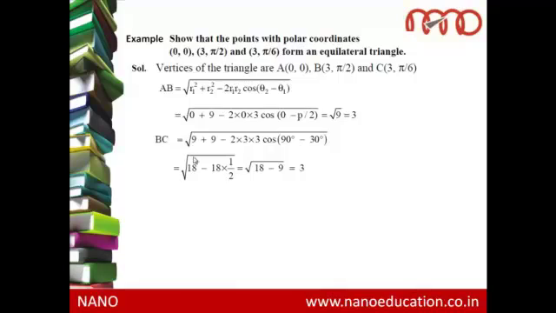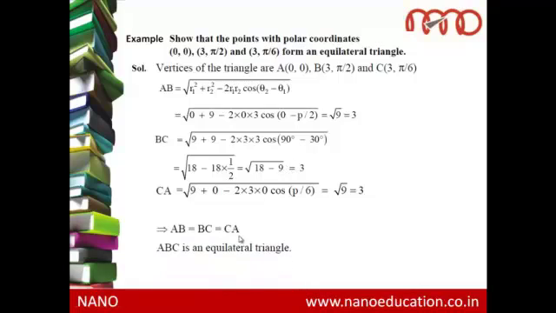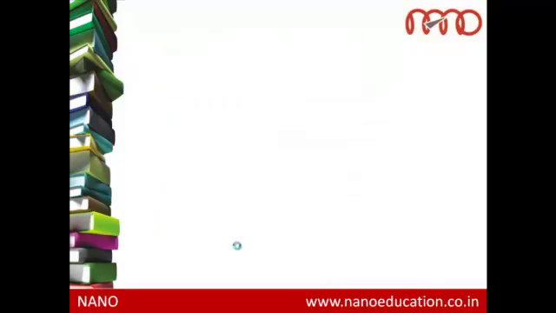BC will come out to 3 and CA will also come out to 3. So as AB is equal to BC is equal to CA, we can conclude that it is an equilateral triangle. Next example.